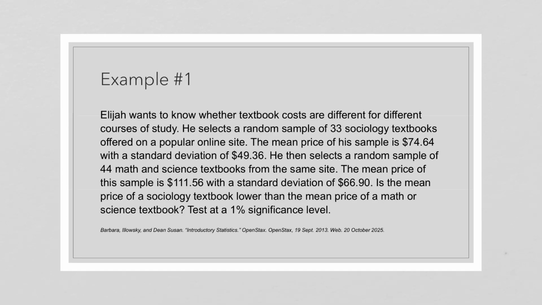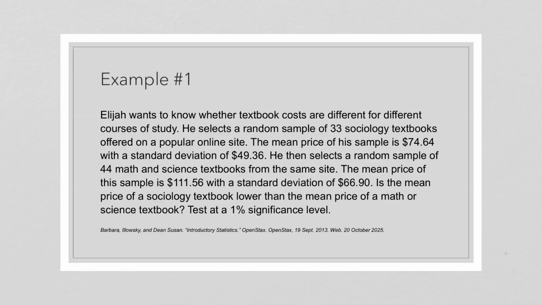Okay, so in this example, everyone, we have Elijah wants to know whether textbook costs are different for different courses of study. He selects a random sample of 33 sociology textbooks offered on a popular online site. The mean price of his sample is $74.64 with a standard deviation of $49.36. He then selects a random sample of 44 math and science textbooks from the same site.